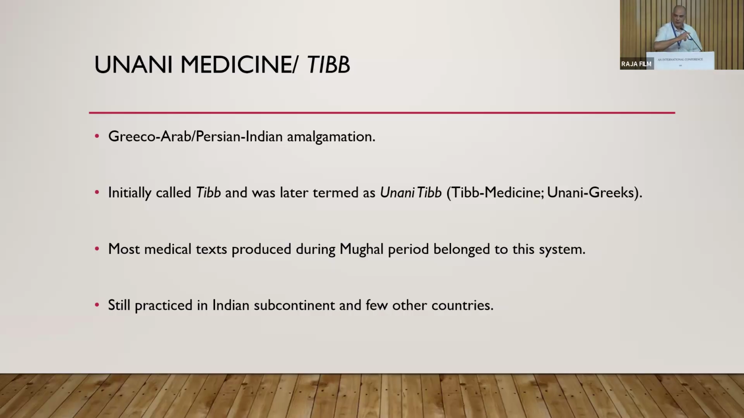Initially, it was called Tib. Tib means medicine. It's an Arabic word. Later it was termed Unani medicine, owing to its origin, because Unani means Greek. Most of the medical texts developed during the Mughal period were from this medicine, not Ayurveda, though there were some translations of Ayurvedic texts. Mainly the medical texts developed during the Mughal period belonged to this system called Unani Tib. And this medicine is still being practiced in India and also in other countries.